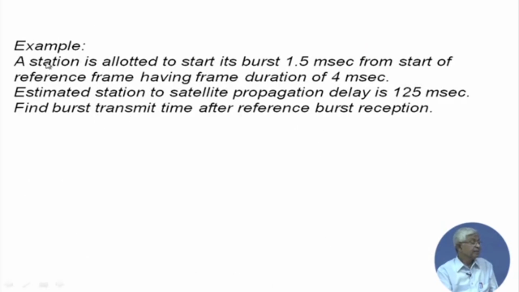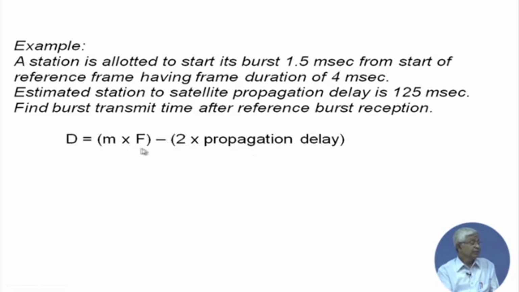Let us take a quick example. A station is allotted to start its burst at 1.5 millisecond from the start of the reference frame, having a frame duration of 4 millisecond. Estimated station to satellite propagation delay is 125 millisecond. Find the burst transmit time after reference burst reception at that particular station.